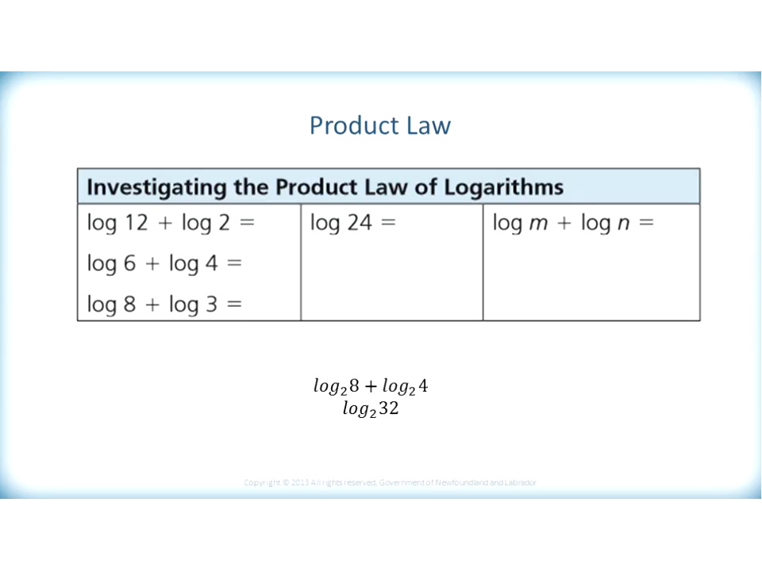So for investigating the product law, if you want, you can pause the clip and take out your calculator. If you put log 24 on your calculator, you should get a decimal of 1.380 and so on. Now if you put log 12 plus log 2, you will also get 1.380 and so on. If you put log 6 plus log 4, you will get the same.